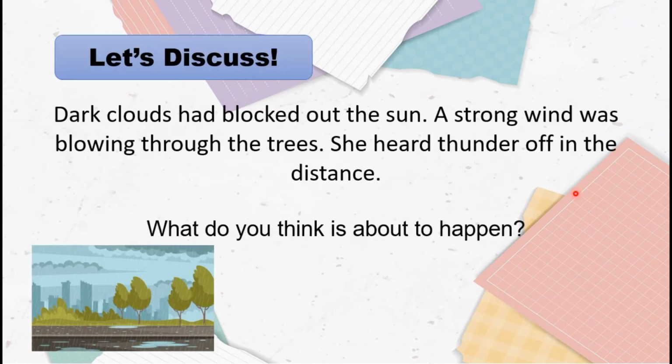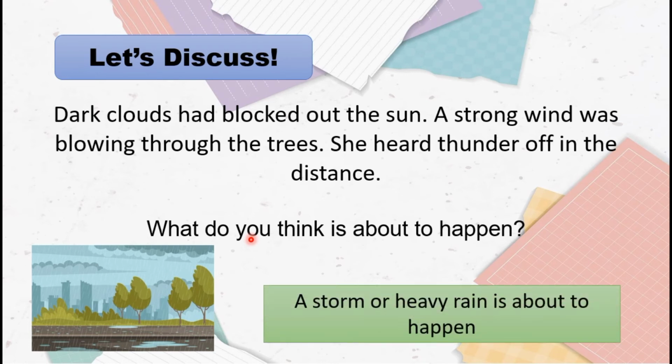Let us have another passage. Dark clouds had blocked out the sun. She heard thunder off in the distance. What do you think is about to happen? We can conclude that a storm or heavy rain is about to happen.